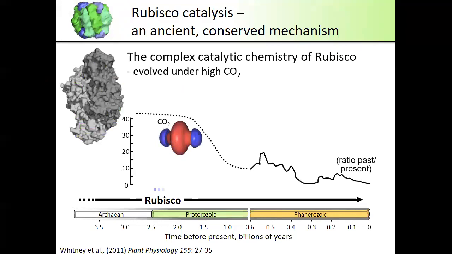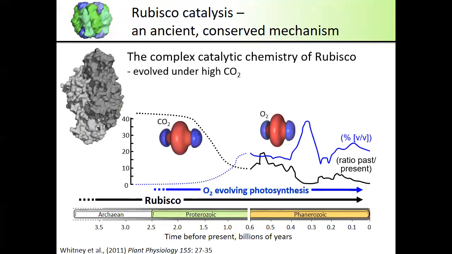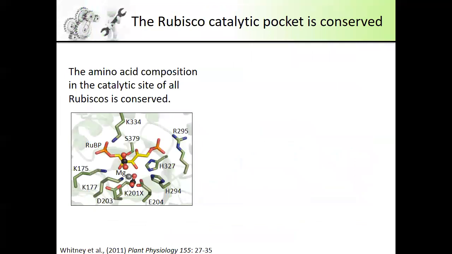Then, of course, oxygenic photosynthesis evolved, and so suddenly we had oxygen being produced in the atmosphere, and unfortunately oxygen is a competitive inhibitor of CO2. So Rubisco has had to evolve under these very contrasting, changing levels of CO2 and O2 in the atmosphere, and hasn't been able to, one might presume, keep up very well.